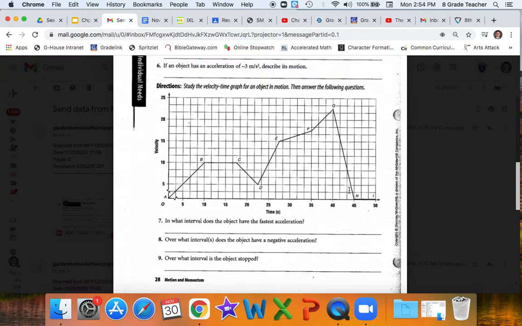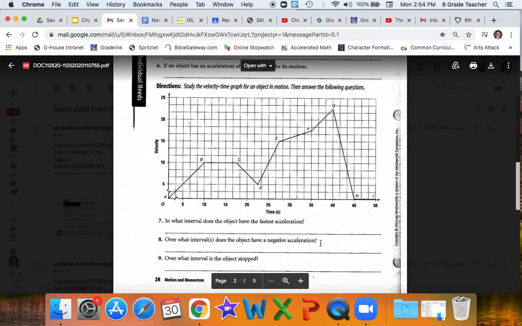Number 8, over what interval or intervals does the object have a negative acceleration? That's anywhere in which the line is going downward. So here's the example from C to D. You would just write CD right next to each other and then put a line right over the top for your line segment. And then from G to H, another answer for this one, because it's a negative acceleration, it's going downwards in that example as well.